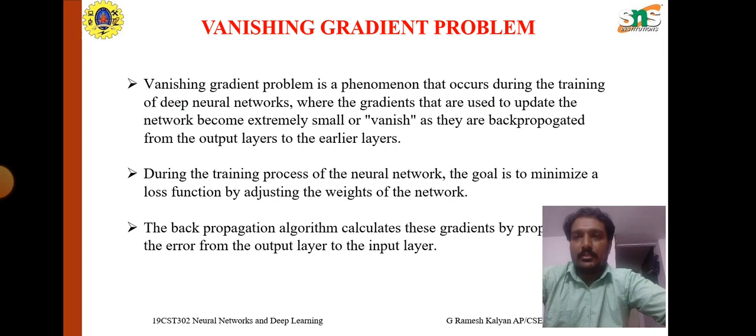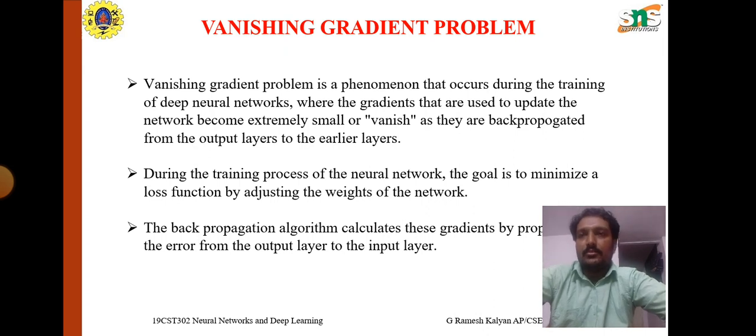So in the previous video, that is rectified linear unit, we saw a simple topic of vanishing gradient problem. The rectified linear unit activation function is used for overcoming this vanishing gradient problem. So we saw again and again the term called vanishing gradient problem. We'll see in depth about the vanishing gradient problem in this video.